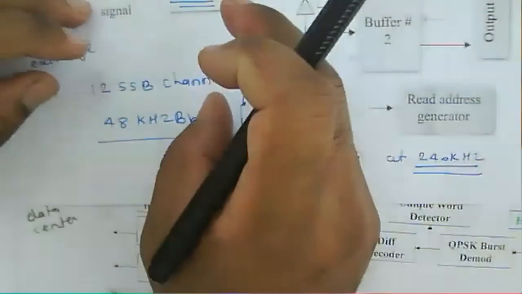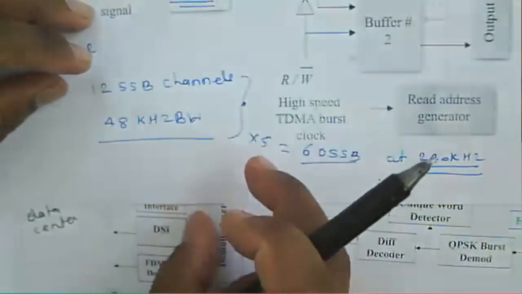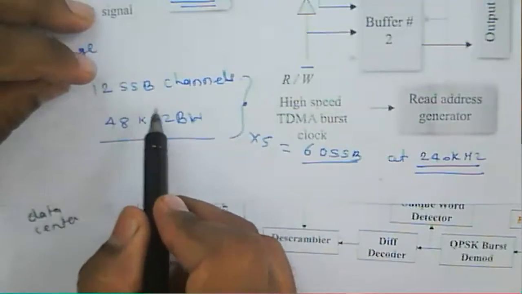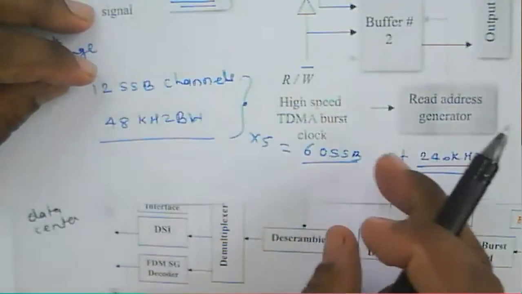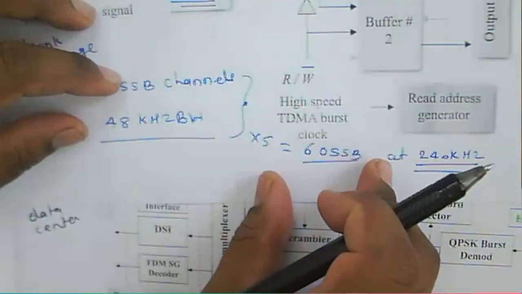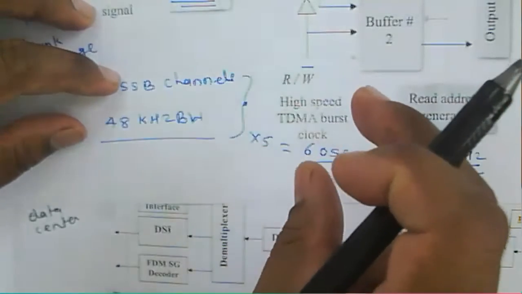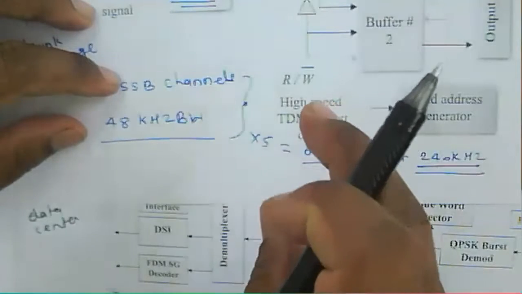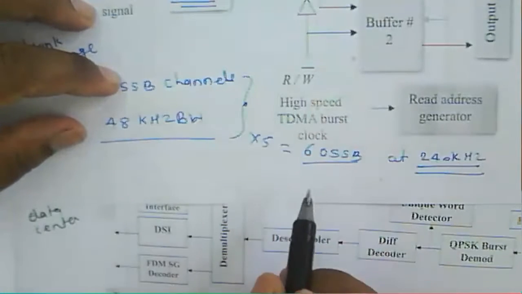So to transmit that particular supergroup channel, the 12 SSB channels are multiplexed with 5 groups, so that it forms a 60 SSB channel, and that is nothing but an FDM supergroup, or it forms a supergroup. Okay, this is nothing but a supergroup.